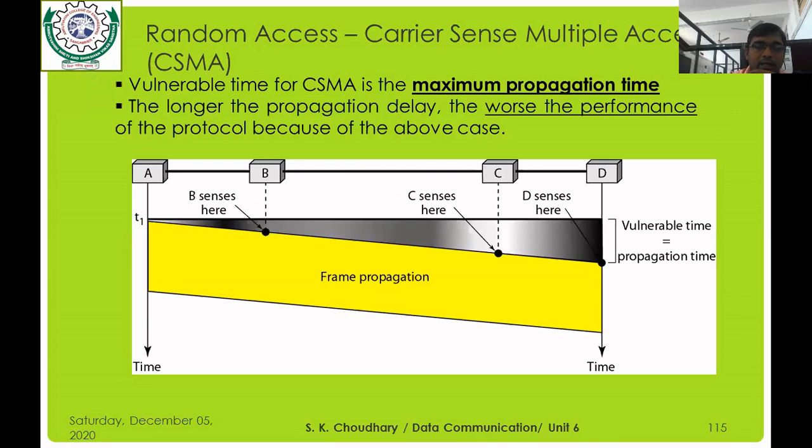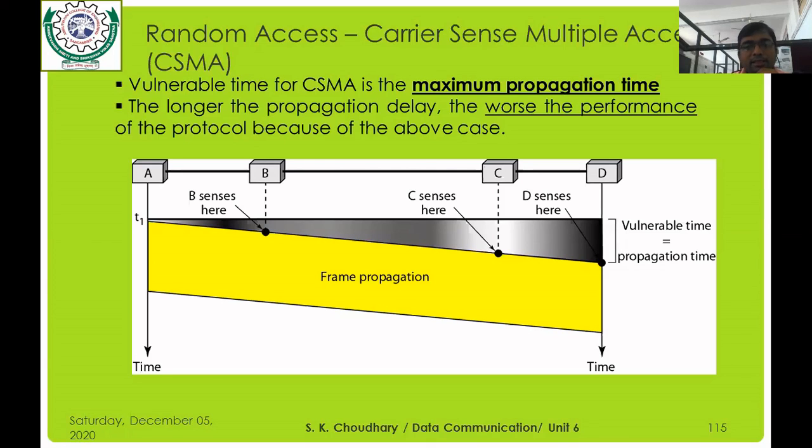That is, this graph shows you the critical time or vulnerable time for the carrier sense multiple access technique. The vulnerable time for CSMA is the maximum propagation time. So the longer the propagation delay, the worse the performance of the protocol, because the chances of collision would increase.